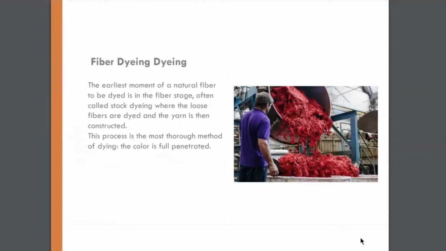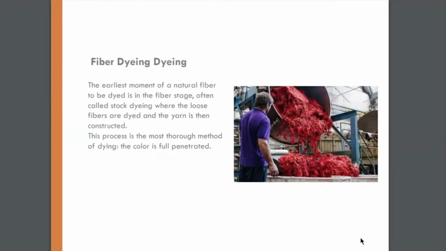So the earliest moment that a dye can become part of a finished fabric is in its natural fiber state. So when those natural cotton fibers or wool fibers haven't yet been spun into a yarn, they can be dyed. And so you're looking at a vat of fibers on the right that are all being dyed. So they're all the same fiber and they're all being dyed this single color. This is a great way and a thorough method of dyeing.